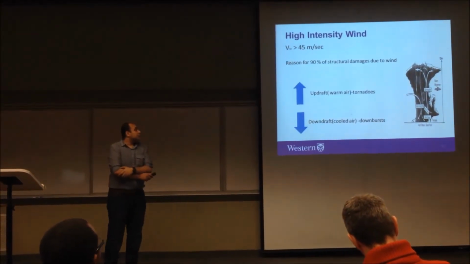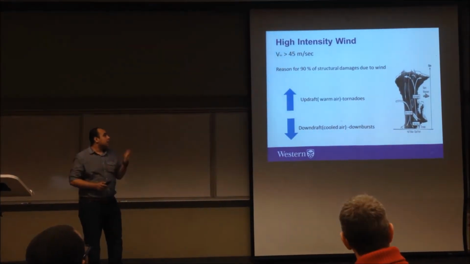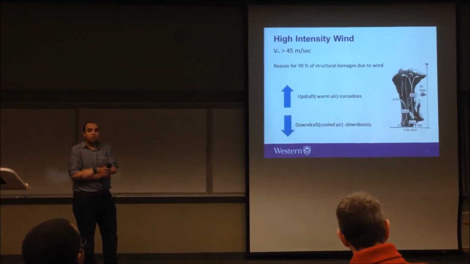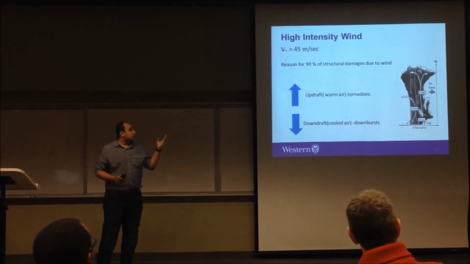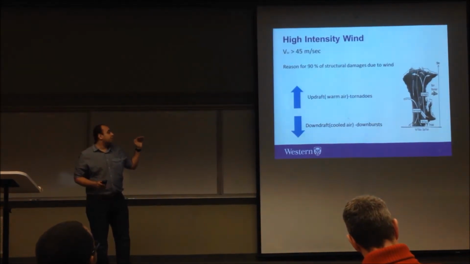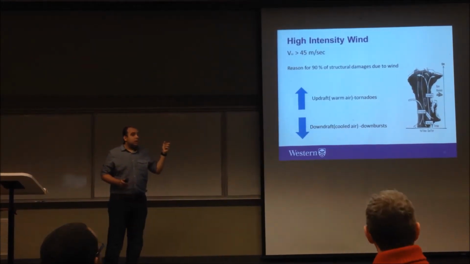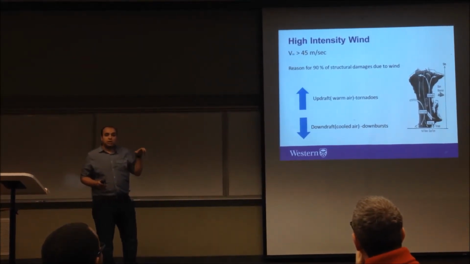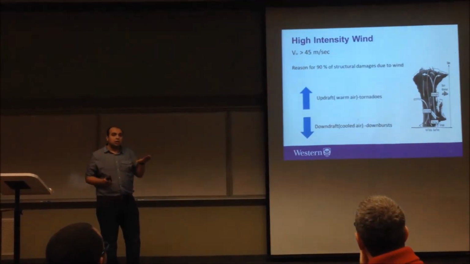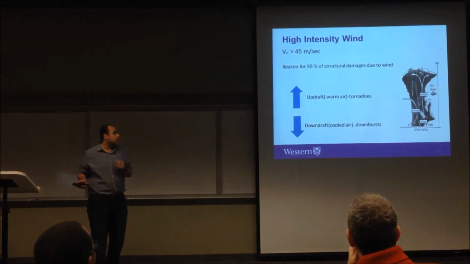When the velocity of the wind exceeds 45 meters per second, it can be considered as high intensity wind. And this high intensity wind is the reason for 90% of the structural damages due to wind. When the thunderstorm is formed, it consists of updrafts and downdrafts. The updrafts are formed from the warm air going up, causing tornadoes, and the cooled air going down in the form of a jet with a specific velocity and specific diameter hitting the ground, and the velocity spreads everywhere, causing forces on conductors and towers, and this is named downburst.